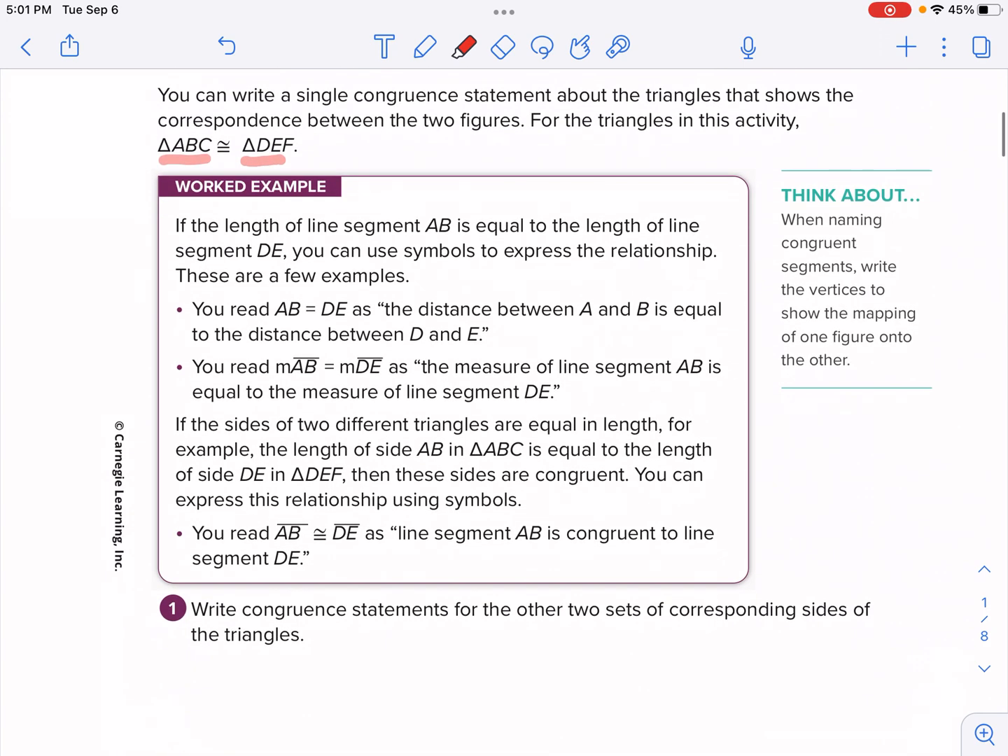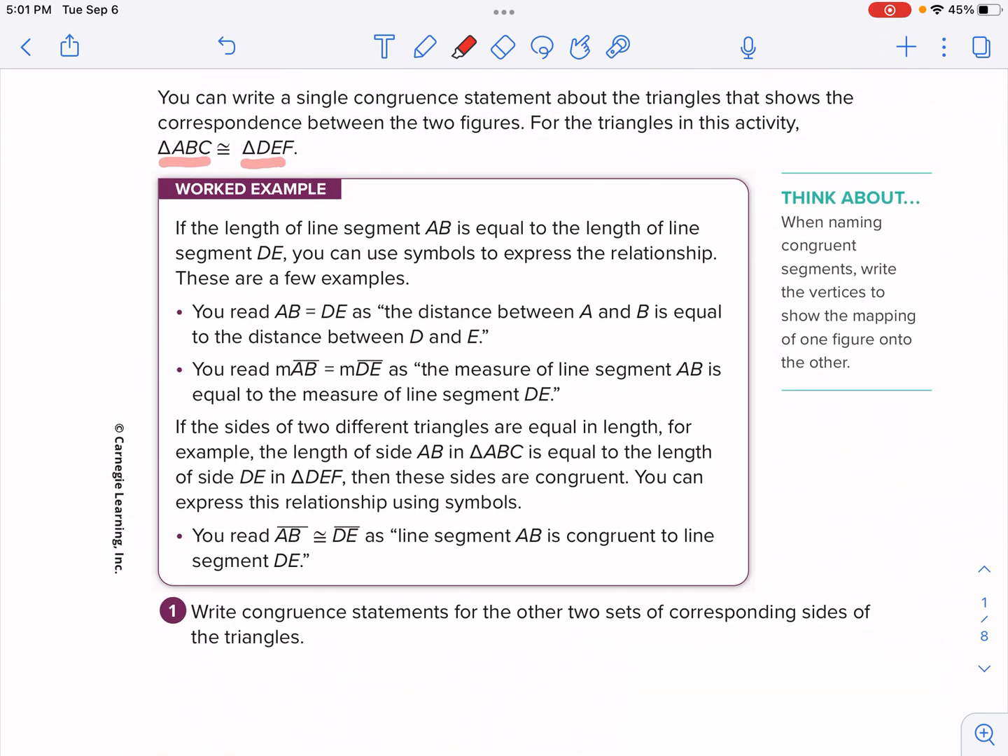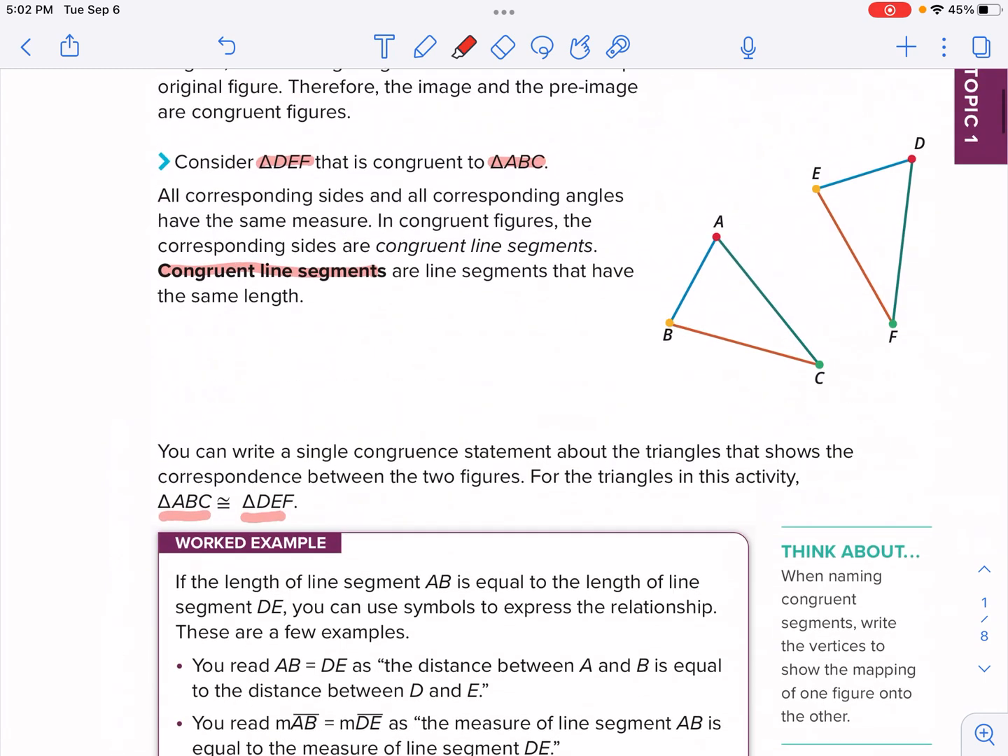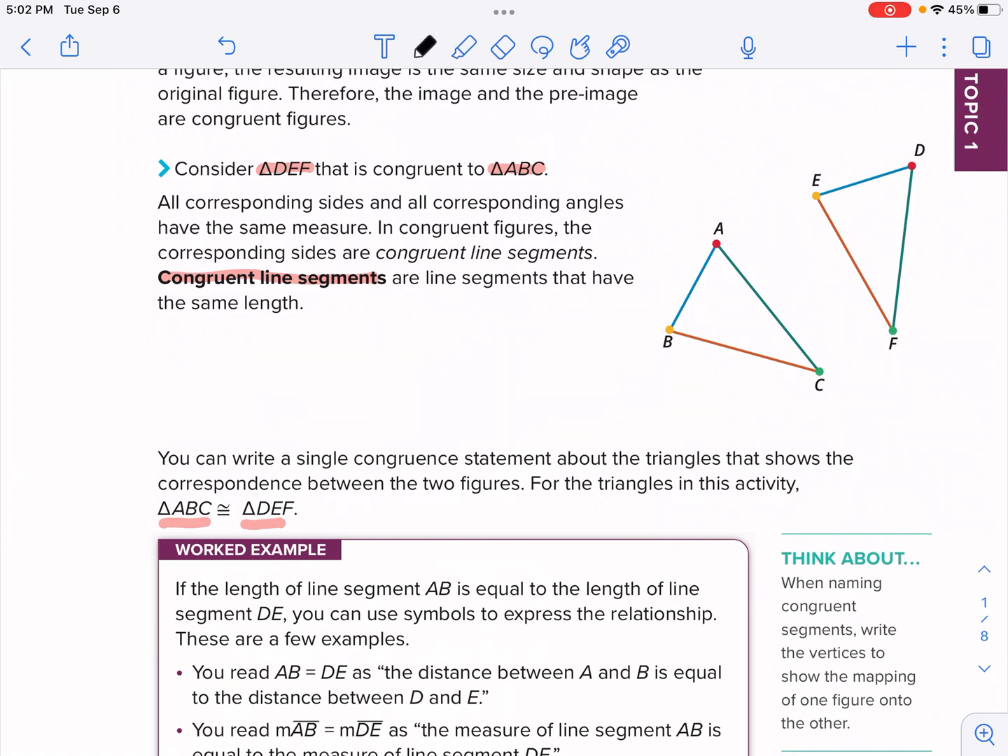All right, in the worked example here, what we can say about these 2 figures is if the length of the line segment AB is equal to the line segment DE, you can use the following symbols. So AB, I'd like for you to put a tick mark through that, and DE, a tick mark through that. Generally, when you put a tick mark through a line segment, that means that they are equal shape, equal size.